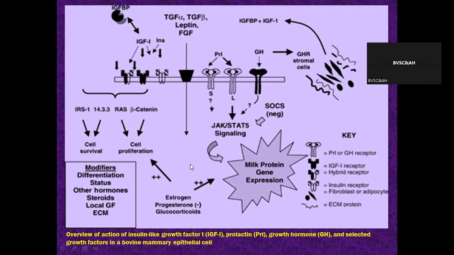Then estrogen, progesterone, and cortisol. This is how these hormones and growth factors all together act on the epithelial cells: their proliferation, their survival, decreasing their apoptosis and cell death, increasing their survivability, cell proliferation, gene expression, and their secretory activities, thus maintaining galactopoiesis, which is very important for herd management.